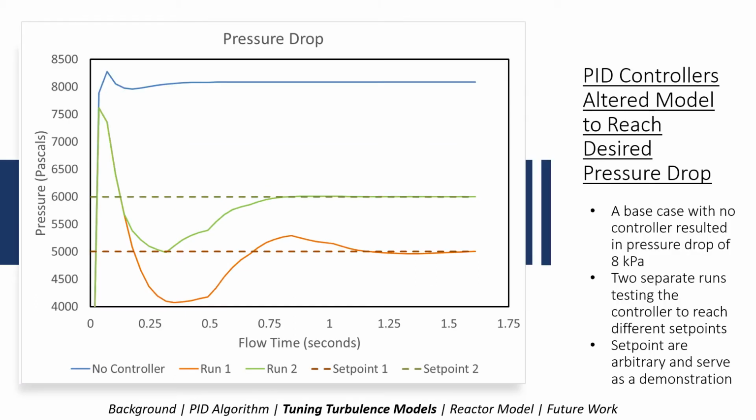The following pressure drop plot coincides with the previous plot showing viscosity changing along the flow time of the pipe. We can see that a baseline model was run with no controller, resulting in an 8 kilopascal pressure drop through the length of the pipe. Then, as run 1 and 2 both show, they reach their set point of 5,000 and 6,000 kilopascals respectively. This shows the ability of the controller to reach its set point through a certain amount of flow time based on controlled actions made by the controller to change the turbulent viscosity.